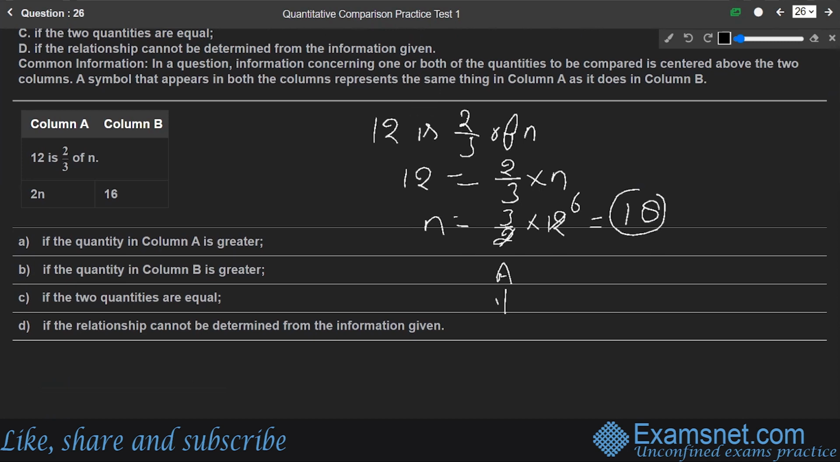Column A has a value of 2n. So 2 into 18 will be 36 in column A. Column B has a value of 16. So which is greater? Obviously, the value in column A is greater. So obviously the answer becomes option A.